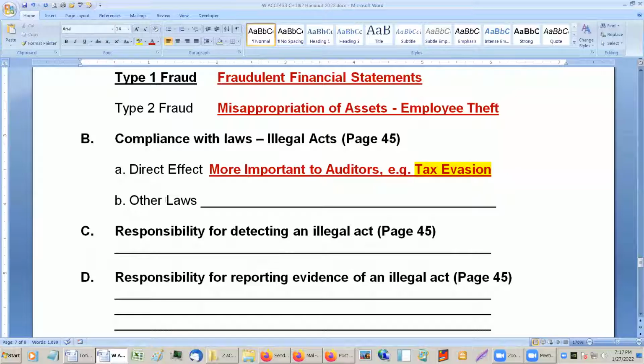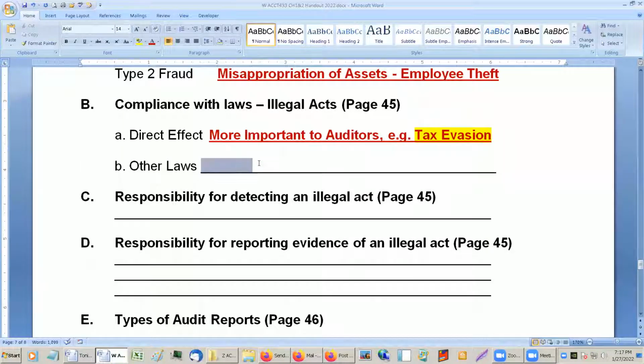So those that are direct are more important. You can imagine these are less important to auditors.